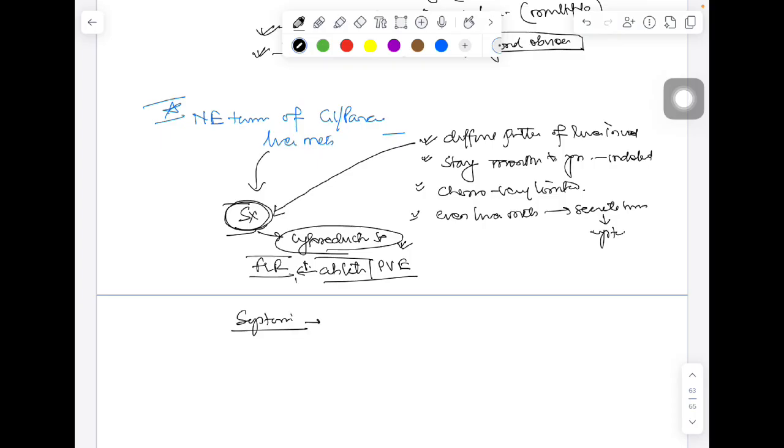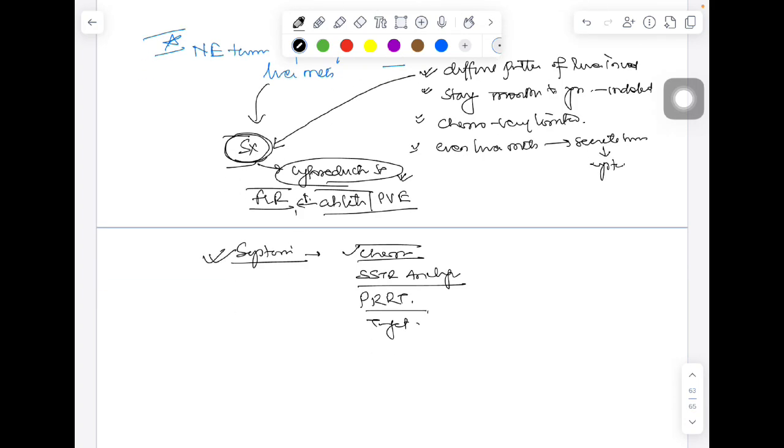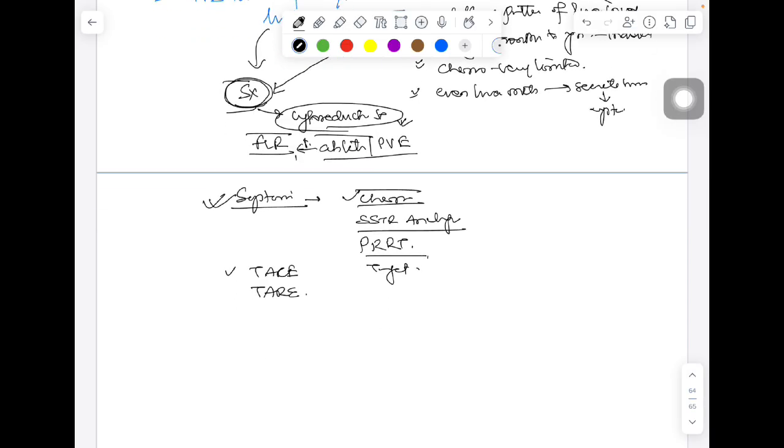Now we are left with systemic therapy. We have chemo, platinum plus etoposide, then SSTR analogs, somatostatin, then PRRT, that is lutetium therapy, and then targeted agents like sunitinib and others. These are options because of the slow growing nature. There is no hurry to ablate or do surgery. Then we can do TACE, transarterial, or TARE, radiotherapy also. Because of the diffuse pattern it is hard to give SBRT, so SBRT is less likely an option. TARE and TACE can be done for a significant number of large tumors. So this is about neuroendocrine.